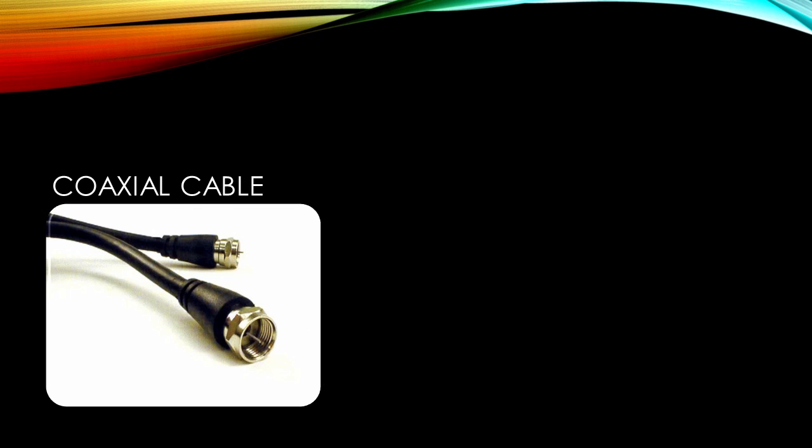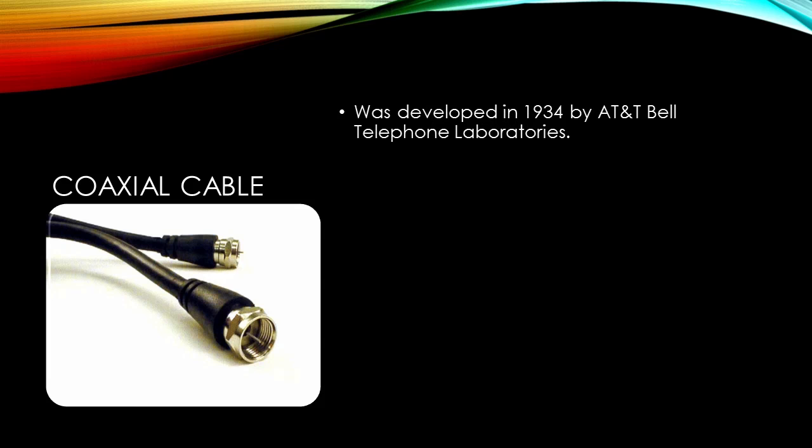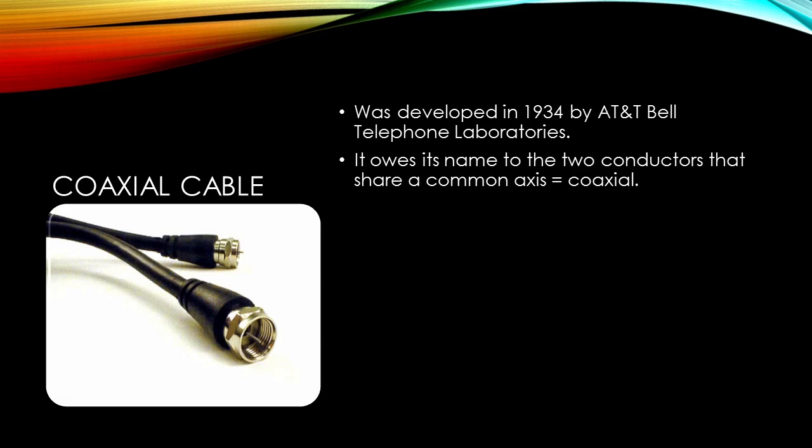Now, coaxial cable is a very robust shielded copper cable. The center conductor is much thicker than a twisted pair conductor, and it is surrounded by an outer shield conductor that serves to greatly improve signal strength and integrity. It was invented at AT&T Bell Telephone Laboratories in 1934, and the first coaxial cables were hollow tubes about 1/4 inch in diameter.